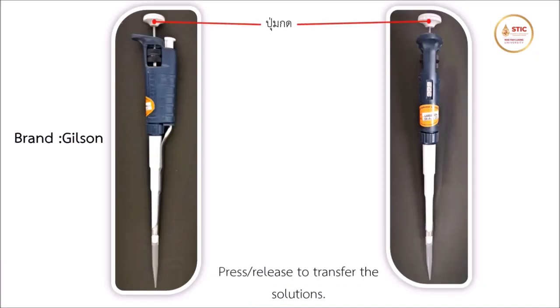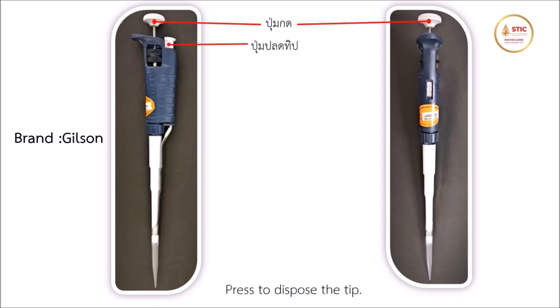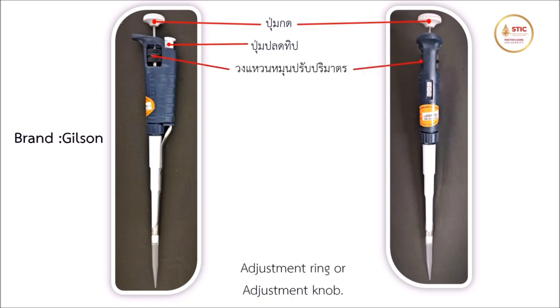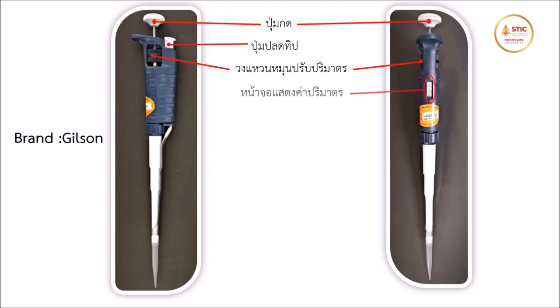Press/release to transfer the solutions. Tip ejector button. Press to dispose tip. Adjustment ring or adjustment knob. The knob is intended for volume adjustment. Volumeter display. Numerical display of the volume while adjusting. Handle. Intended for holding the pipette.